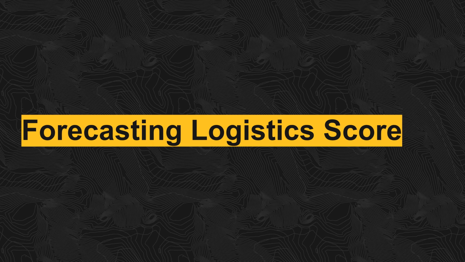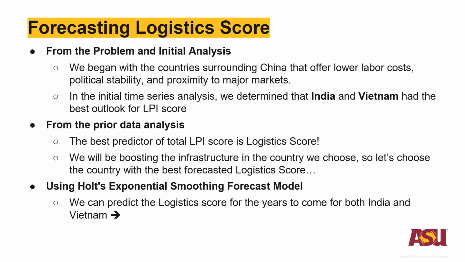Now we move on to forecasting logistics score. As we stated in earlier slides, we started off with countries within the same region as China. They offered lower labor costs, political stability, and proximity to major markets. As we analyzed our time series graph, we were able to narrow down India and Vietnam as the countries with the best output for LPI score. And then from our prior data analysis using our models, we determined logistics score as the best predictor for LPI score. With this, we will choose the country with the best forecasted logistics score and work on boosting the infrastructure there. That takes us to Holt's exponential smoothing forecast model, which we know has two components, both level and trend. Using this, we can predict the logistics score for a couple of years in India and Vietnam.